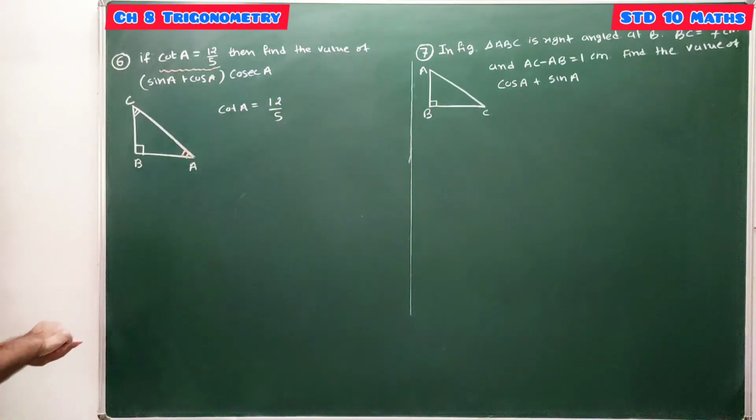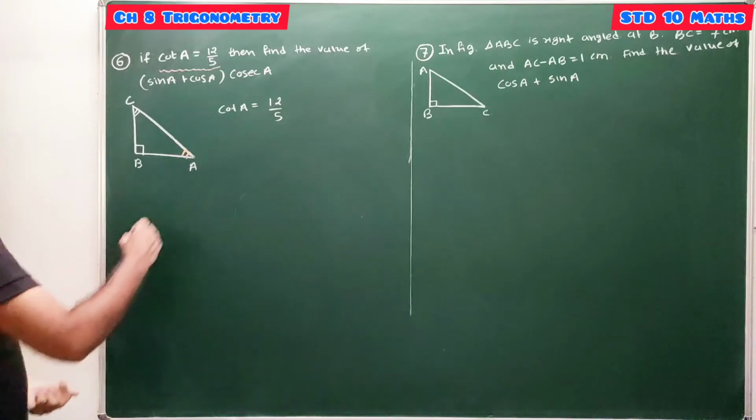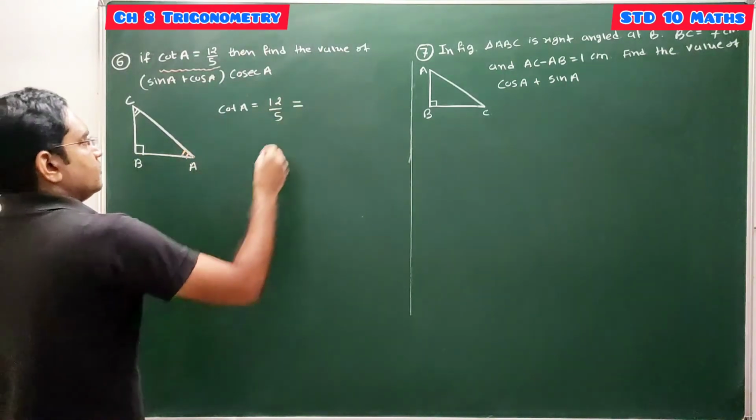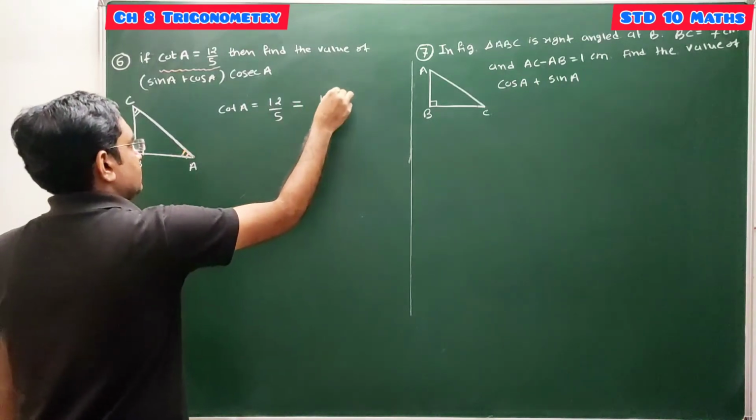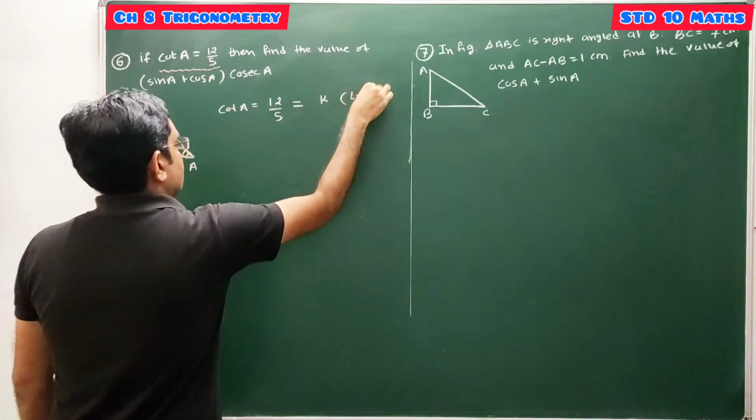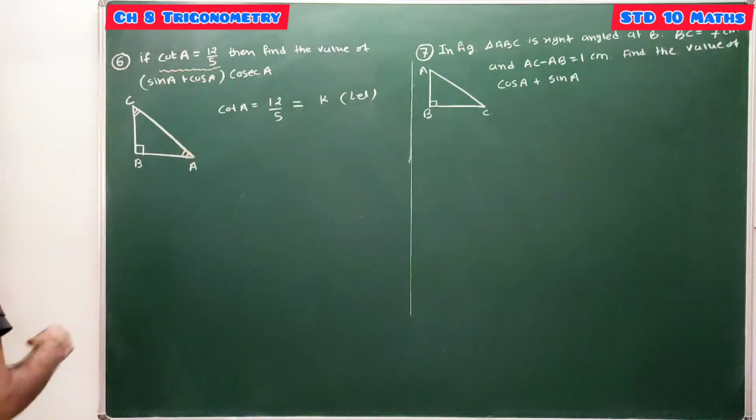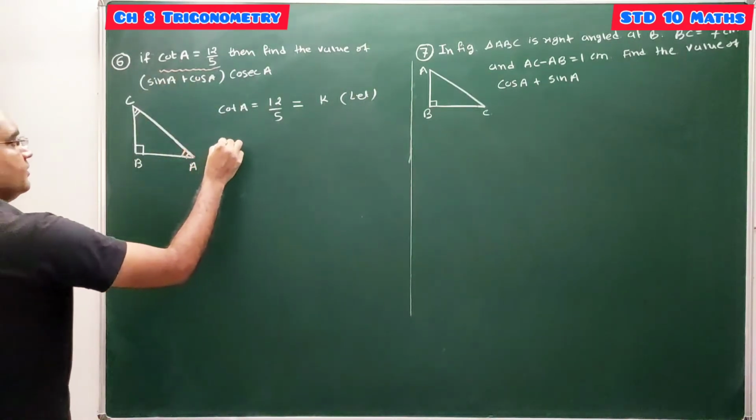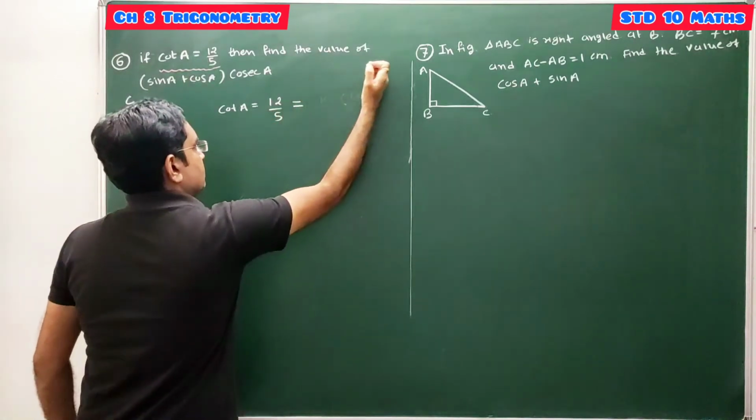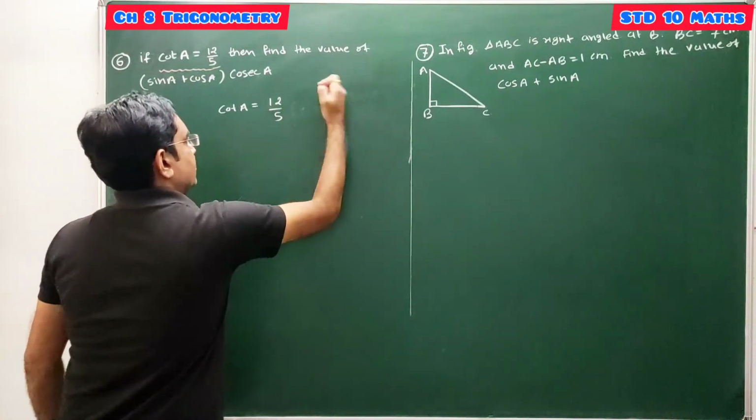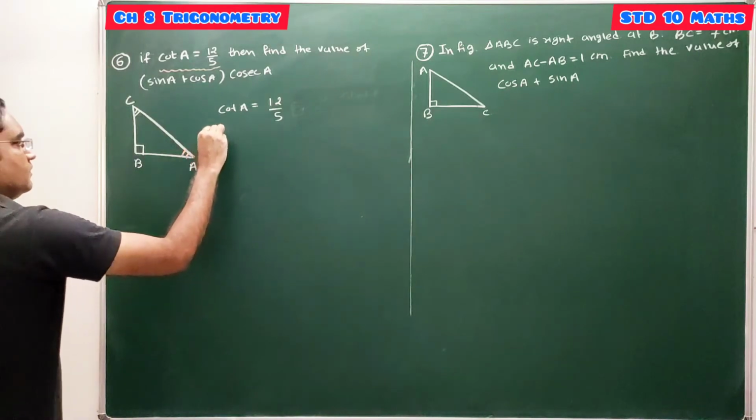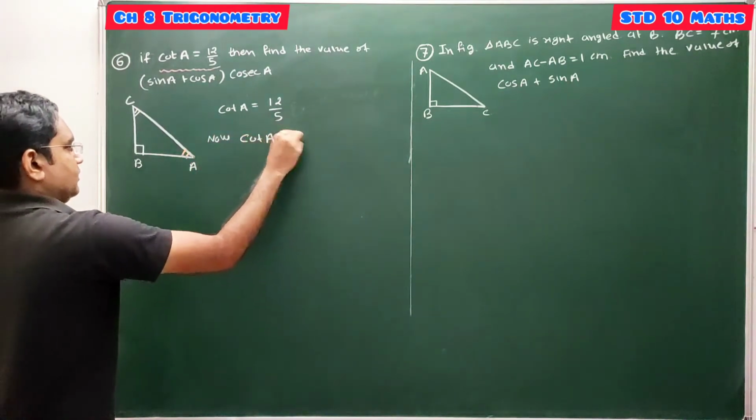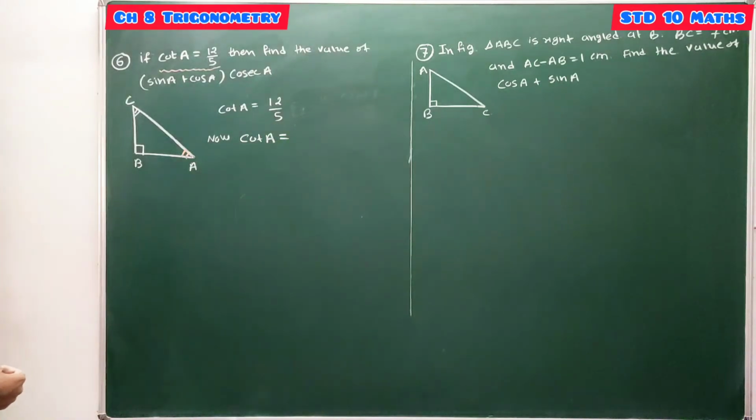So what you have to do? So first, whenever the trigonometric ratio is given, you have to assume the value of that ratio equal to K. Done? And we have to use the definition of cot A. So what is cot A? है ना, यहाँ से स्टार्ट करते हैं. चलो, दिस इज गिवन नाउ cot A. So first you have to write the definition of cot A.